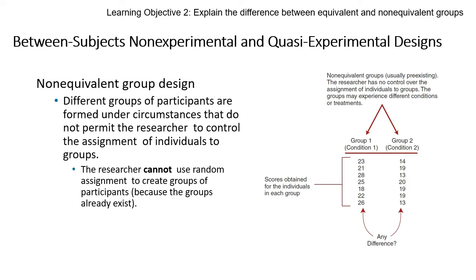The groups then become formed, but they are non-equivalent. The big thing there is they are non-equivalent because they're usually pre-existing in one of the two conditions, and so the researcher has no control over it. The groups then may experience different conditions or treatments.